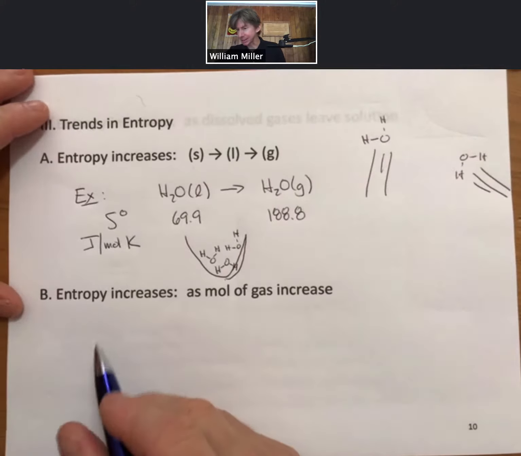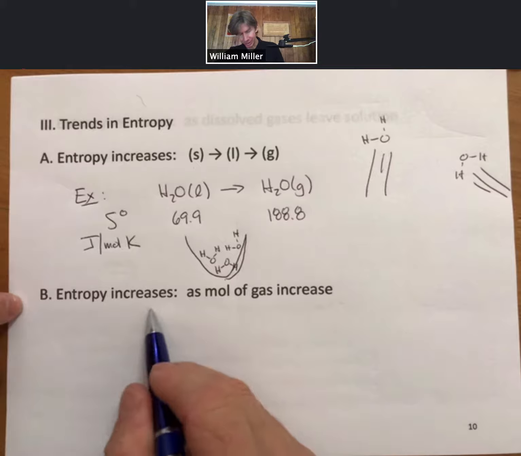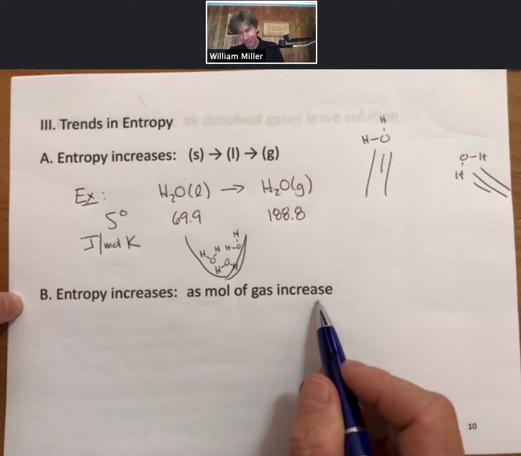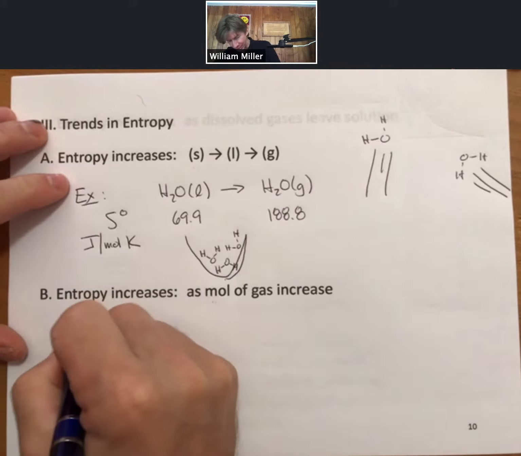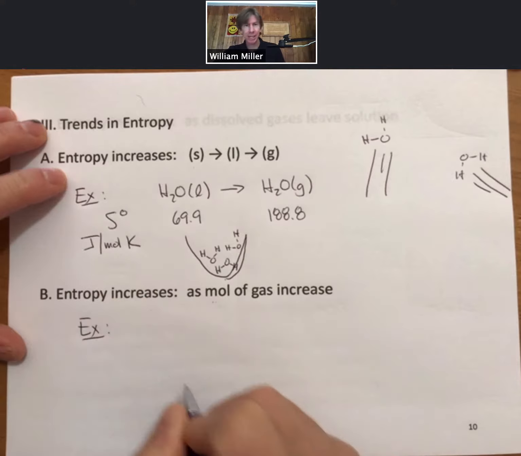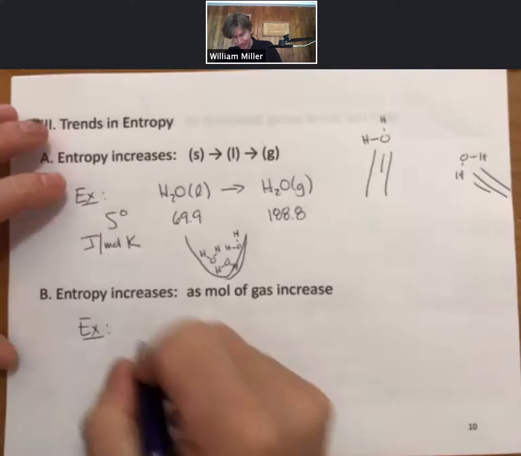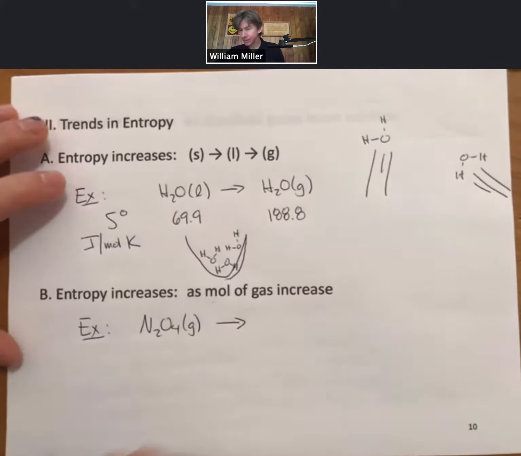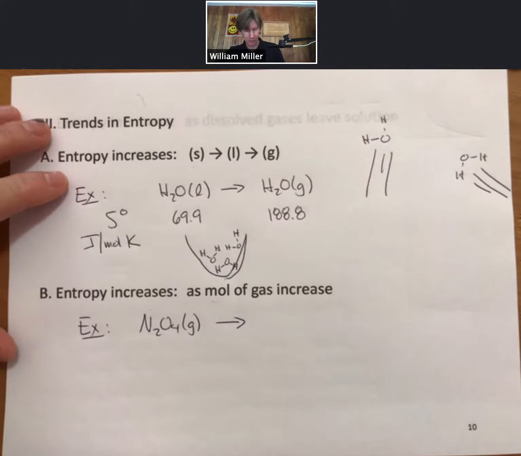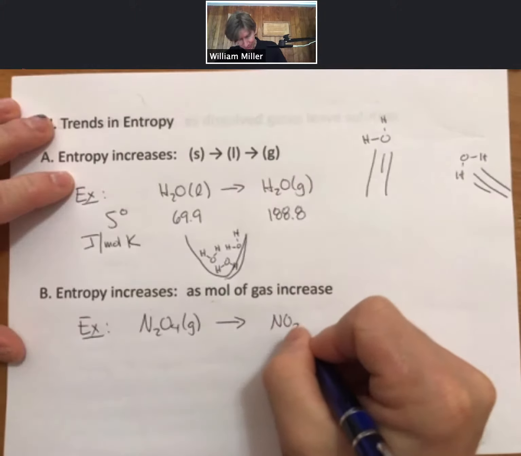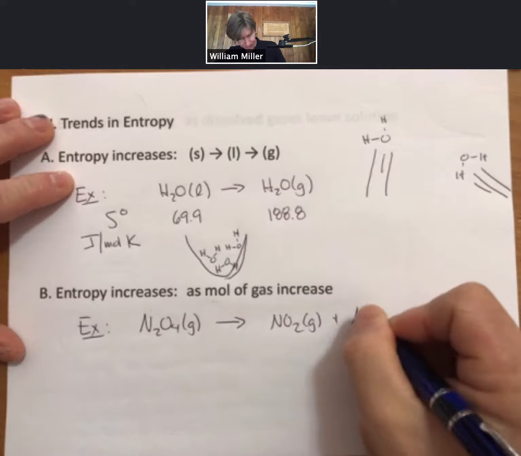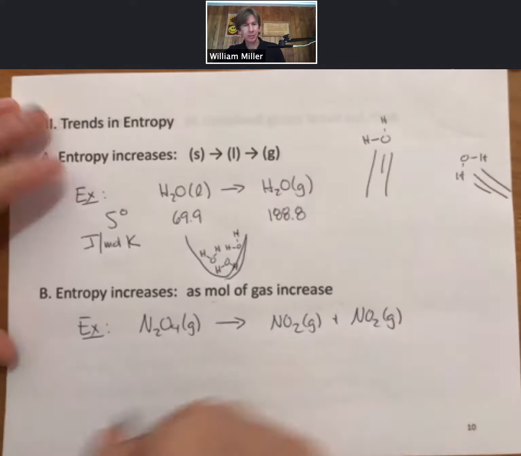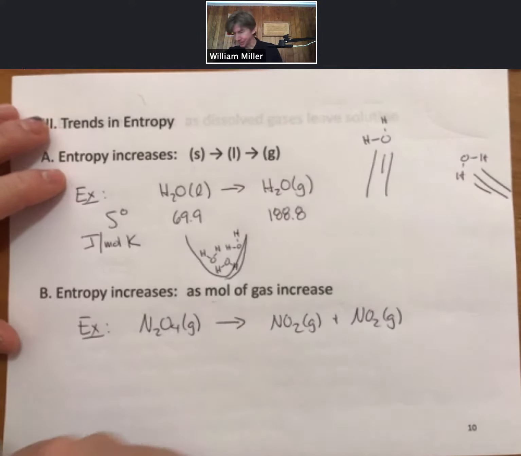Now, as a second example, entropy increases as the moles of gas increase. Here we have an example where we take dinitrogen tetroxide and break it down into 2 moles of NO2. I'll list them separately here, though we could have easily listed them together.